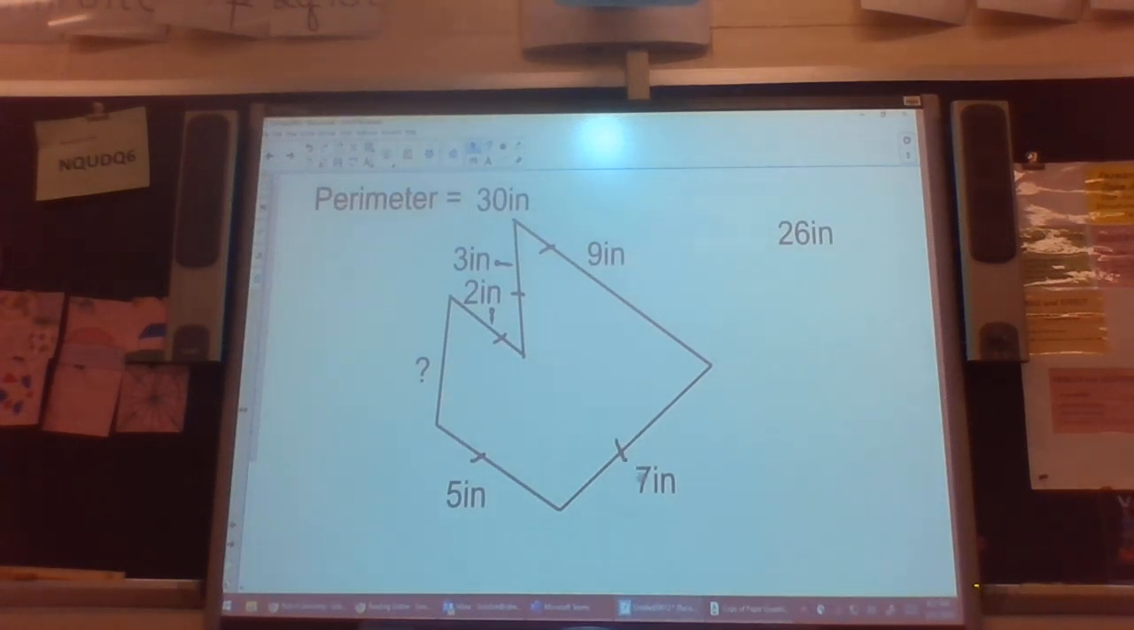So if I want to find out this missing side, I'm going to have to do 30 minus 26. And that will give me my missing side. And my missing side should be 4, and my units are inches. So my answer is going to be 4 inches. Hopefully that's the answer you came up with. All right.